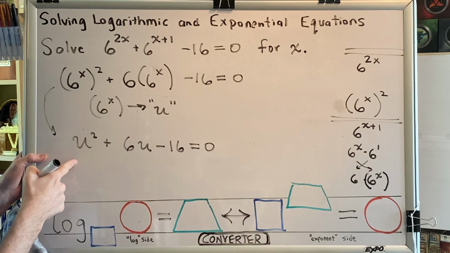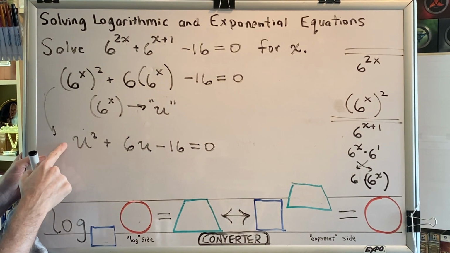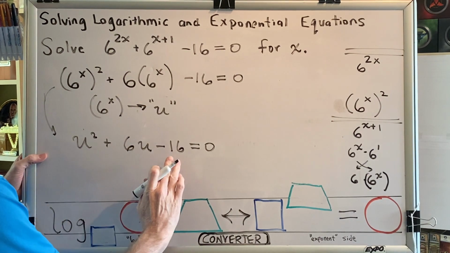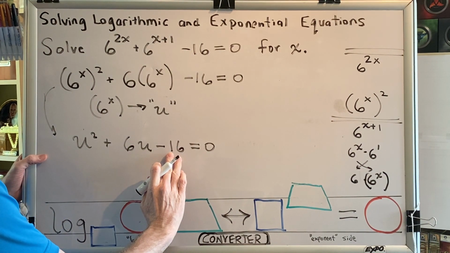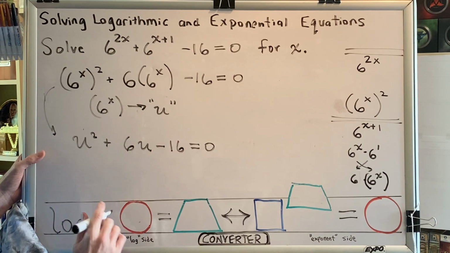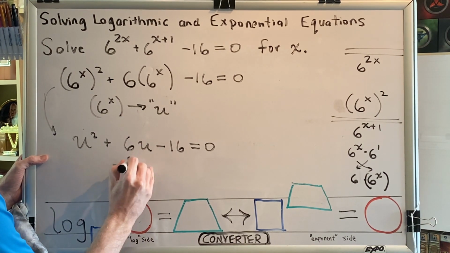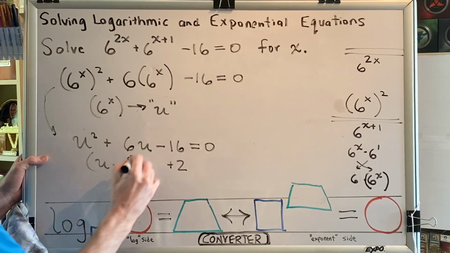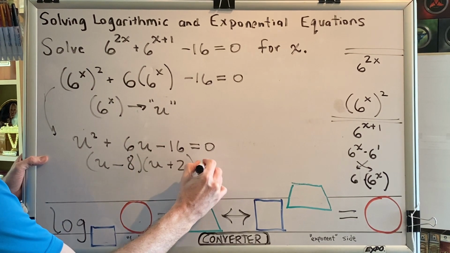This is a simple quadratic equation. I say that it's simple because it has a leading coefficient of 1. To factor it, we just need to come up with two numbers that multiply to make negative 16, but add to make positive 6. Those numbers are negative 8 and positive 2. We'll put a u in front of each one and create two binomials.